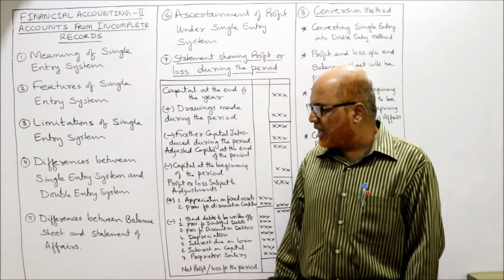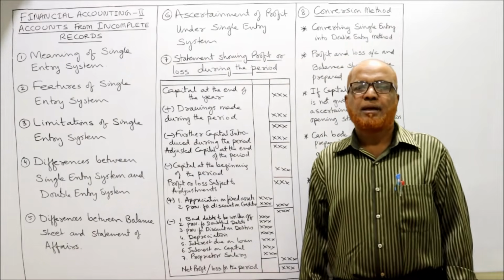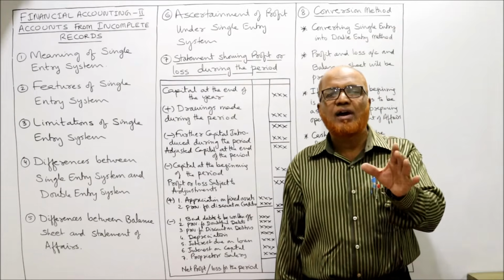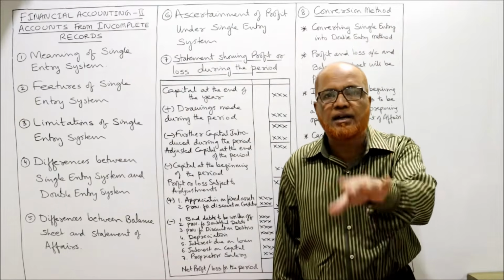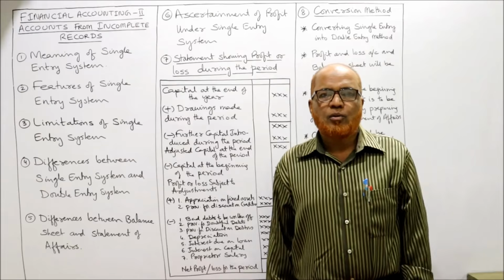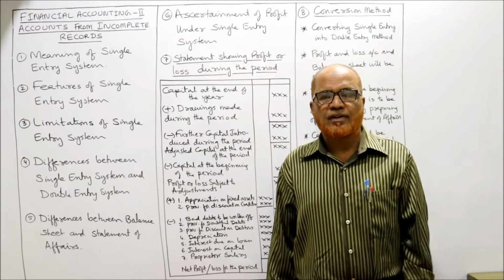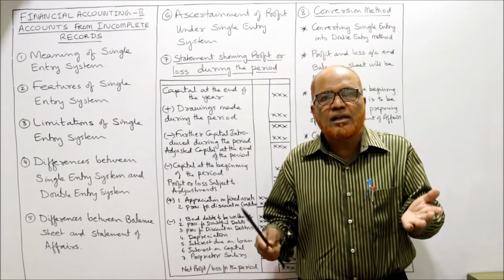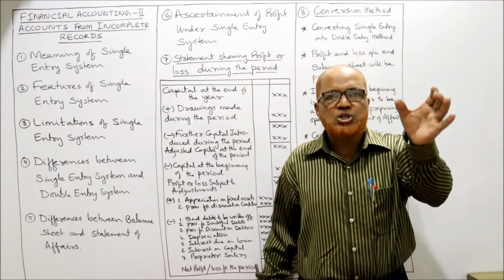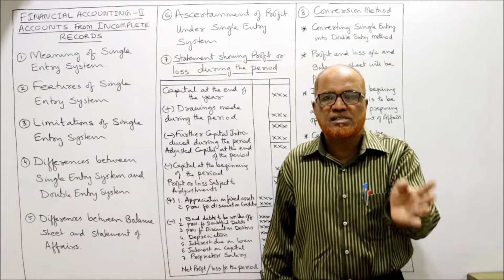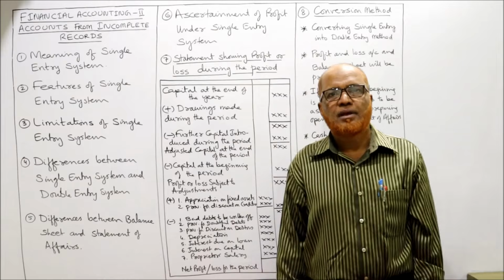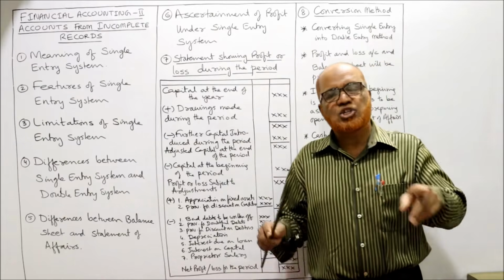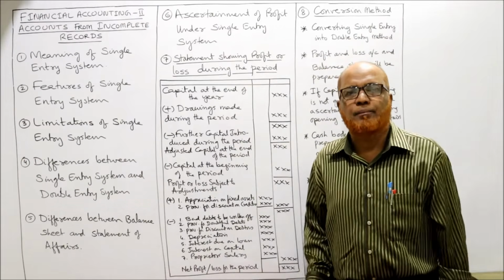Now, difference between balance sheet and statement of affairs. This balance sheet and statement of affairs are very, very similar but different. There you will know what is similarity and what is the difference. Similarity is both will contain assets and liability. Balance sheet and statement of affairs both will have assets and liability. That is the similarity. The format of balance sheet and format of statement of affairs is also same.